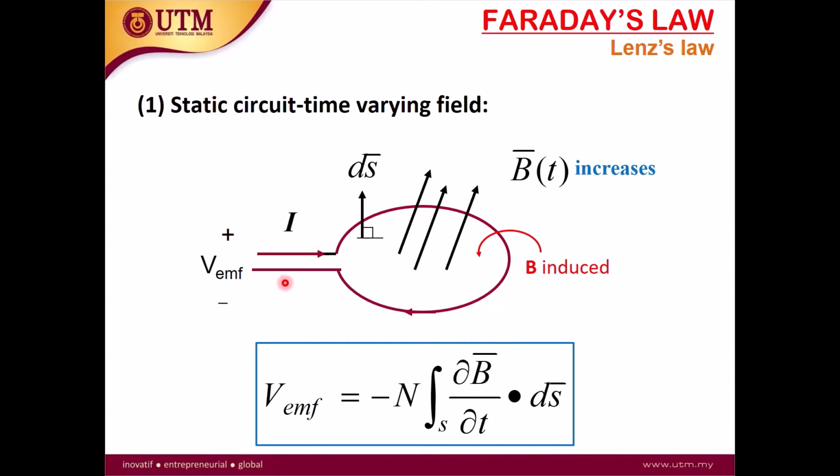So we want to determine the direction of the current as well as the direction of the VEMF. Right, so we can use this formula. The VEMF equals negative N, the integration of del B over del t dot dS. This is our magnetic field, and this is the surface covered by this circuit, the loop. The negative indicates that the VEMF produced will always try to oppose the field that exists in these regions.